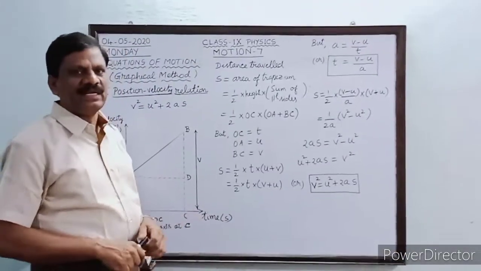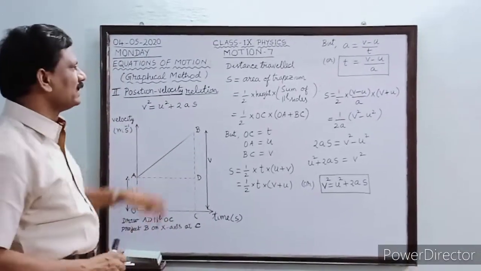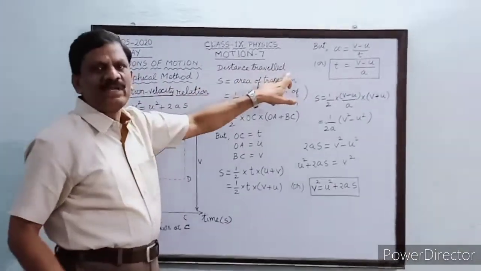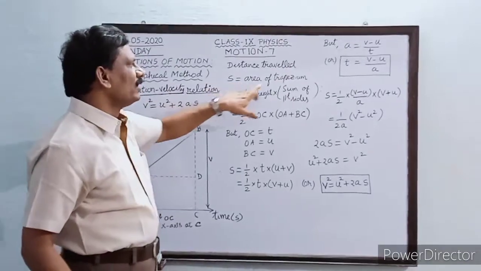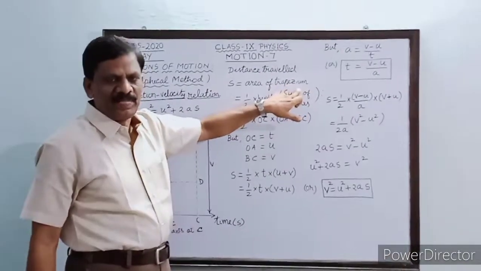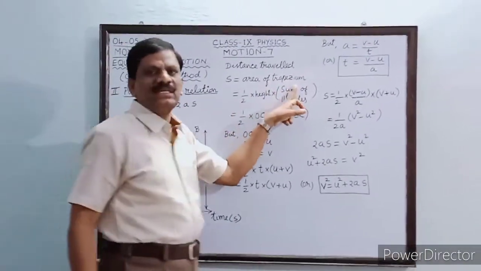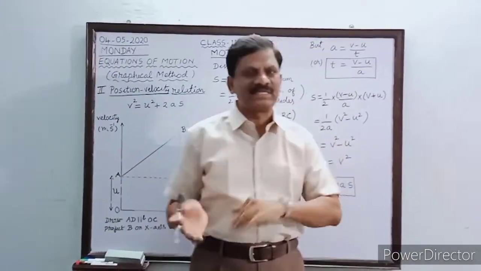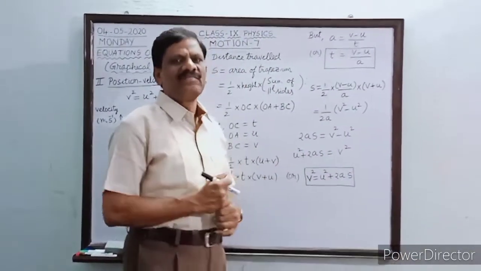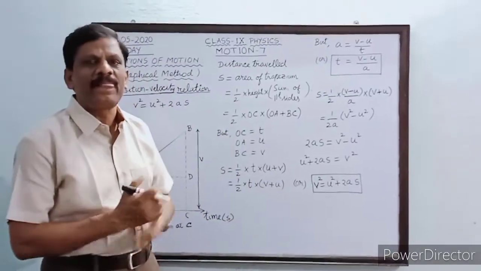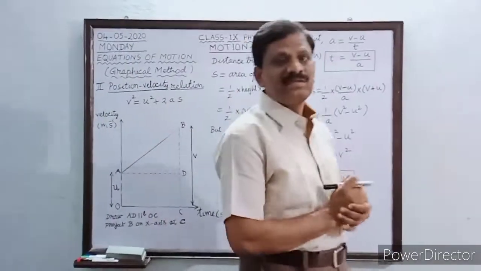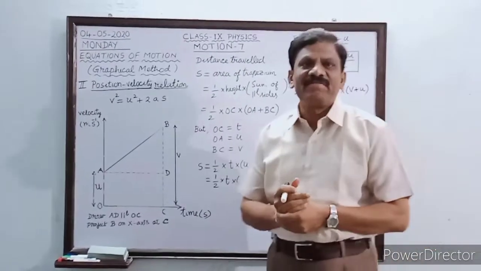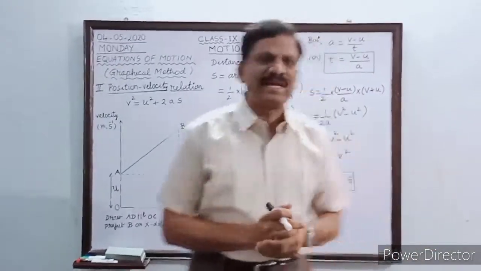Just now we have seen the same concept in the previous equation. The distance travelled by the body is given by s equal to area of the trapezium. Now in the previous derivation, the trapezium was combined as what? A triangle and a rectangle. Is there any formula to find the area of the trapezium directly? Can anyone tell me? Yes, it is half height into sum of the parallel sides.